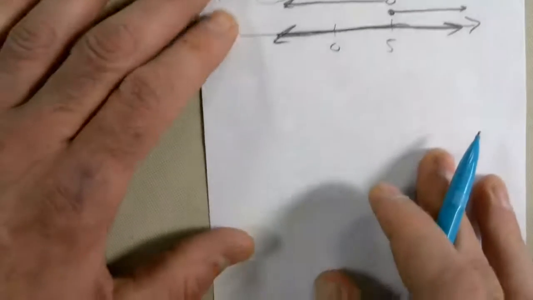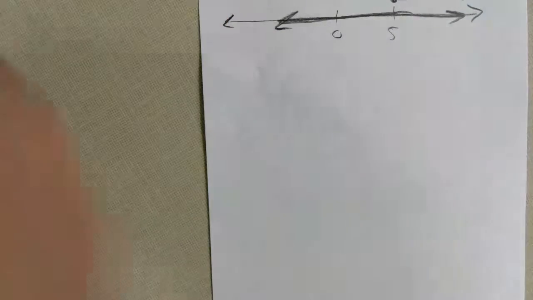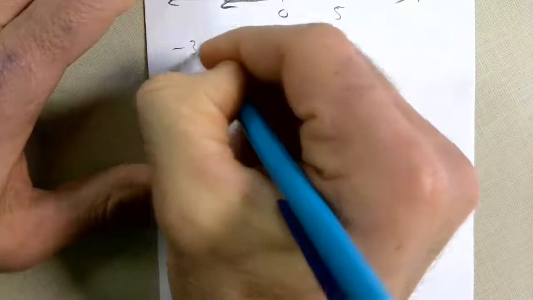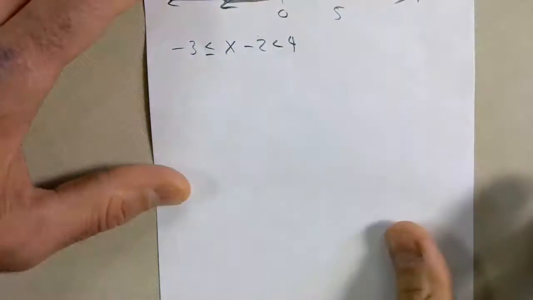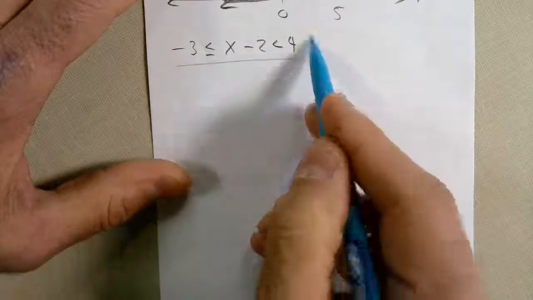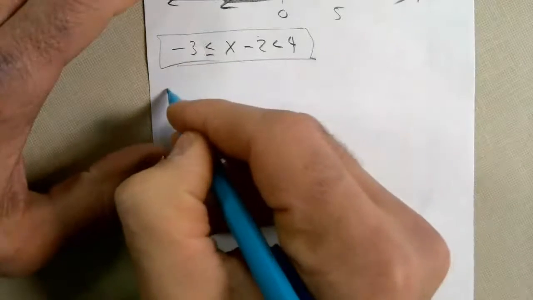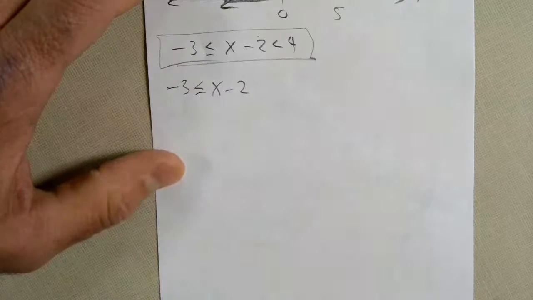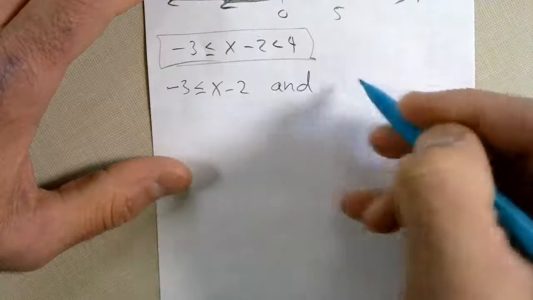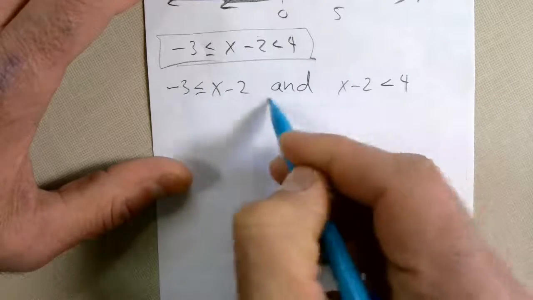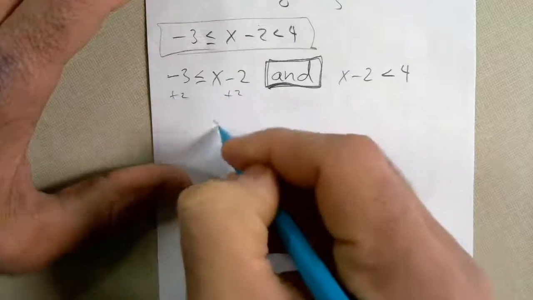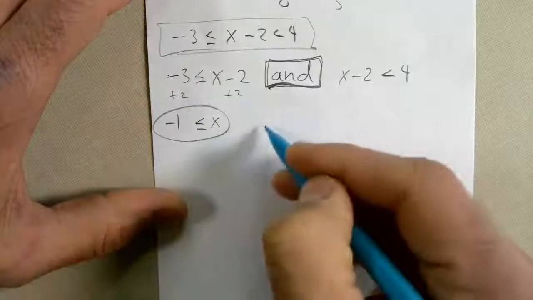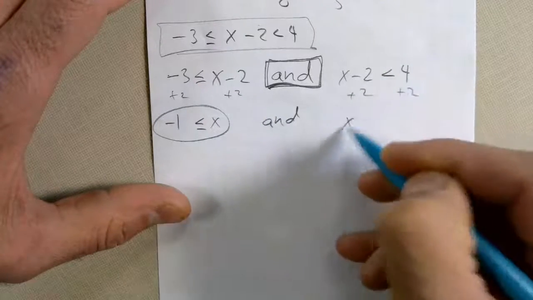Okay. Now what happens if we want to solve something that's slightly more complicated? Suppose I've got the conjunction negative 3 is less than or equal to x minus 2, which is less than 4. We've got to solve this and graph it. Remember, these are two different inequalities, so let's separate them. Negative 3 is less than or equal to x minus 2, and x minus 2 is less than 4. This is an and. So let's go ahead and solve and see what we come up with. Plus 2, plus 2. X is greater than or equal to negative 1, and plus 2, plus 2. X is less than 6.